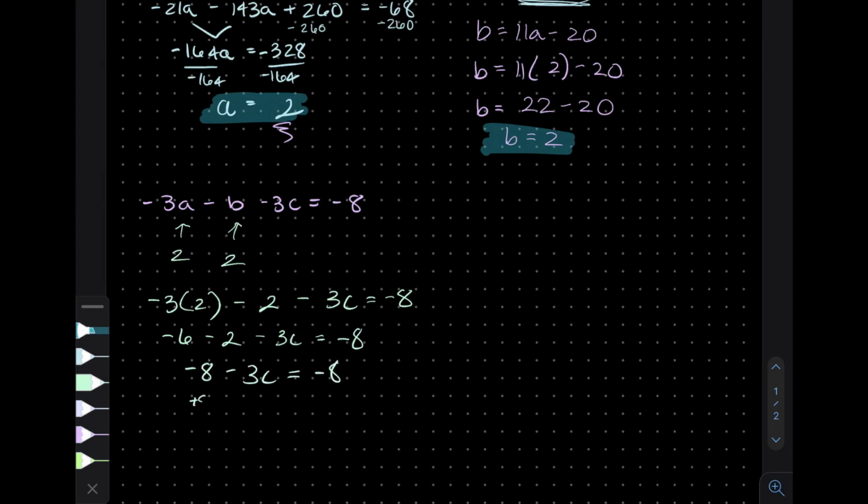Add 8 to both sides, right? You get negative 3c equals 0. Divide both sides by negative 3, and you get that c equals 0. And that will be our last solution.